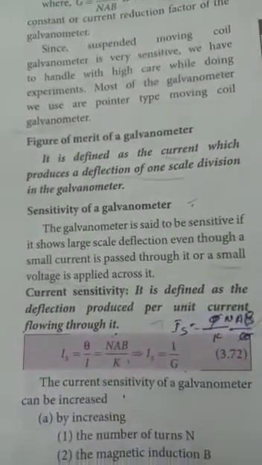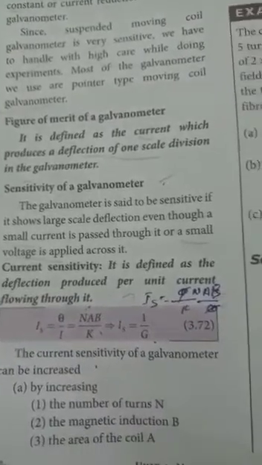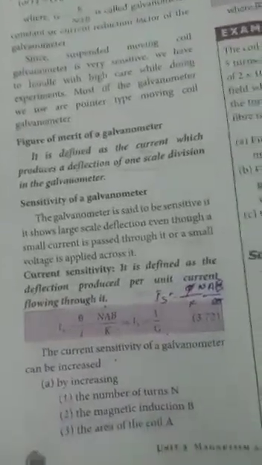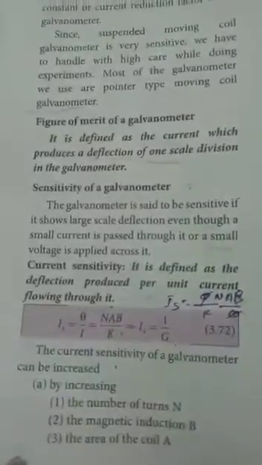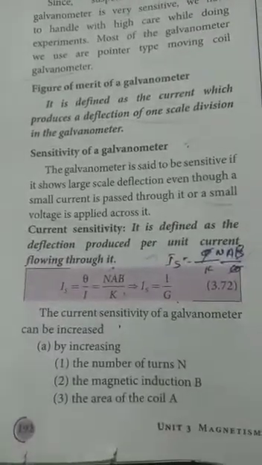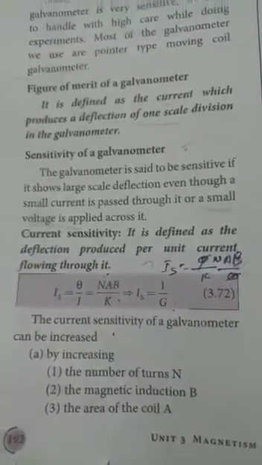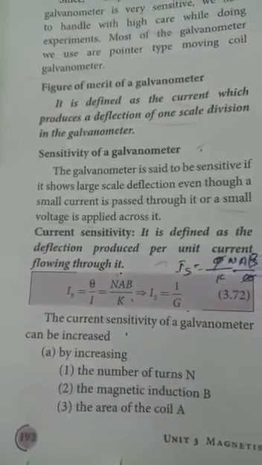Next, the figure of merit of the Gauss meter. It is defined as the current which produces a deflection of one scale division in the Gauss meter. When you pass the current through the Gauss meter, it produces the deflection of one scale division. Next is sensitivity.